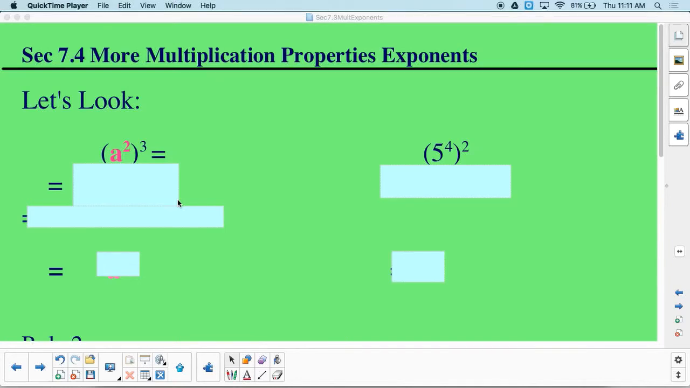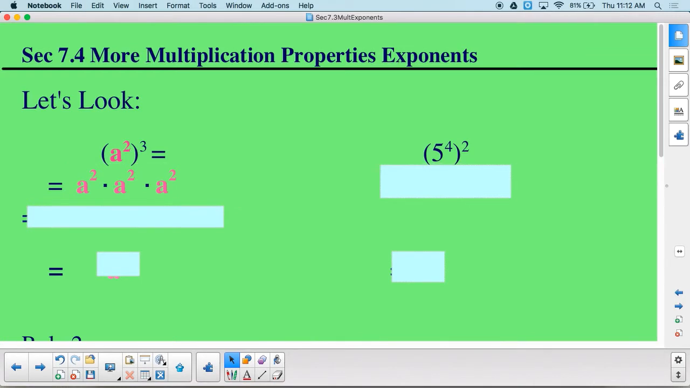Here's your lesson on 7.4 multiplication properties of exponents. These first two problems are just examples so we can see what the property looks like. They're not in your notes, so just follow along. A squared to the third means that we have 3 a squareds multiplied together. Looks like that. Really, that becomes a to the sixth.